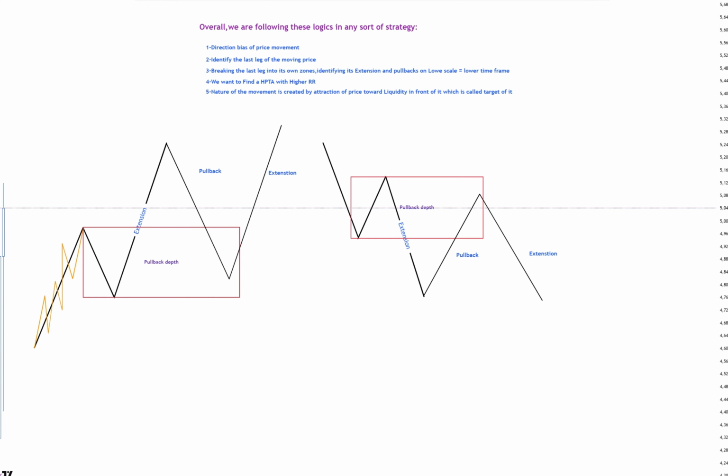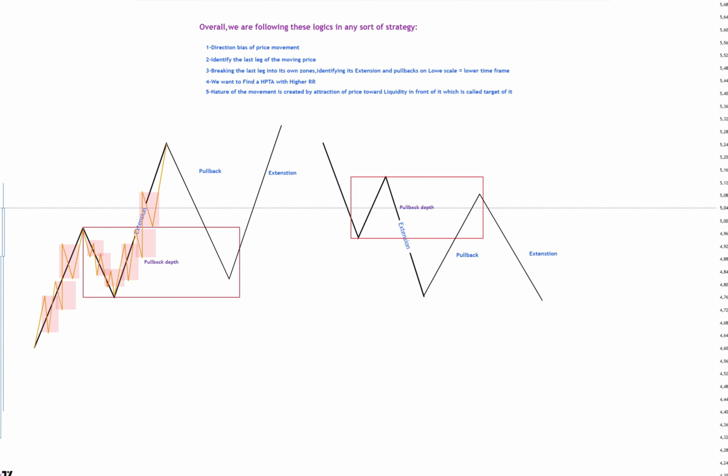If you see it here, look, here we have depth of pullback, another depth of pullback, another depth of pullback, right? Now, if we move to the higher time frame legs' pullback, here we have this similar movement, right? This also has its own depth of pullback, depth of pullback, depth of pullback. Now, the same stuff here. This moves up, and after it moves up like that, we have depths of pullback, and depths of pullback.